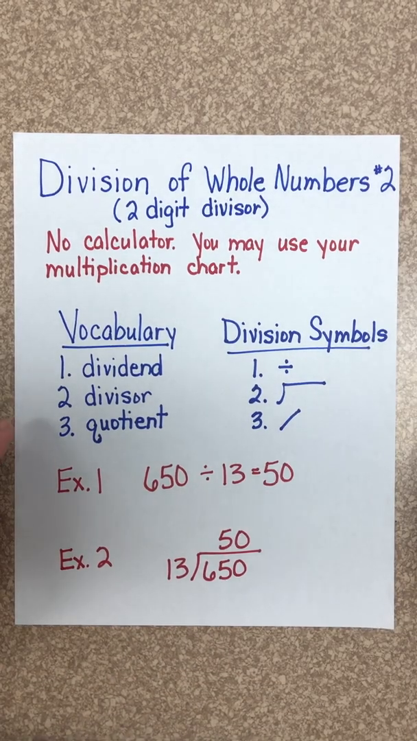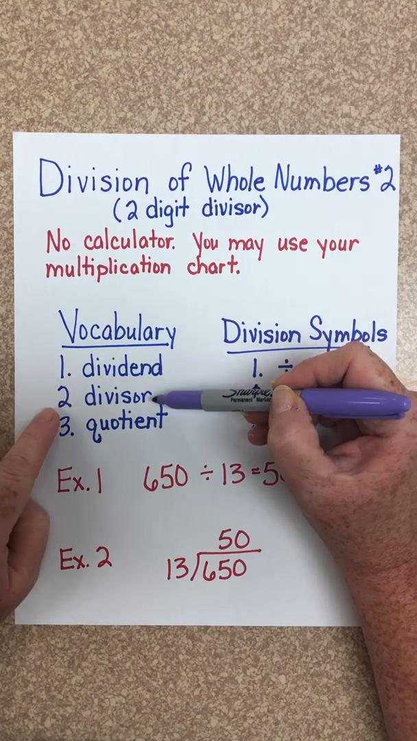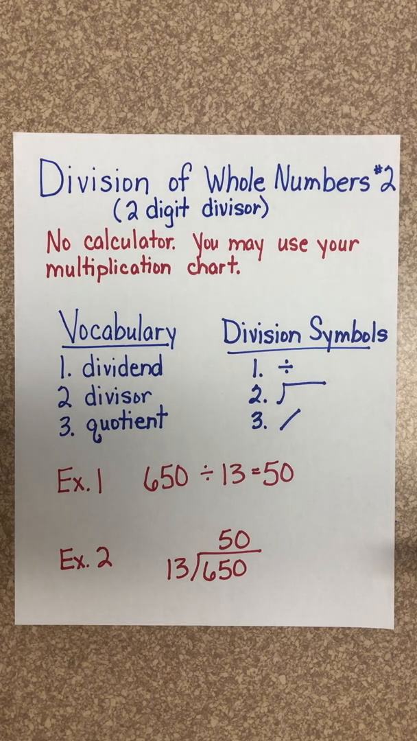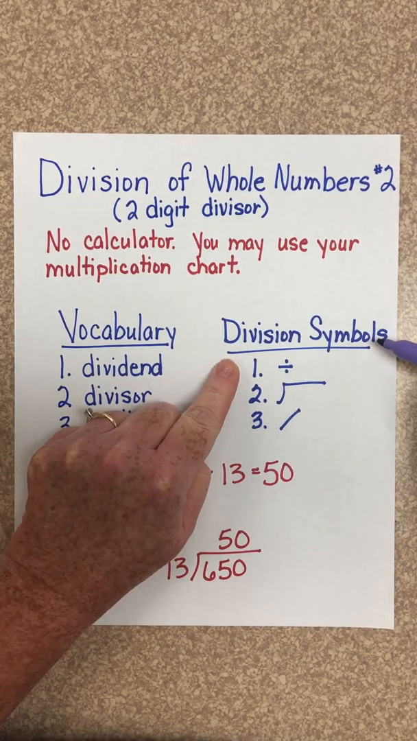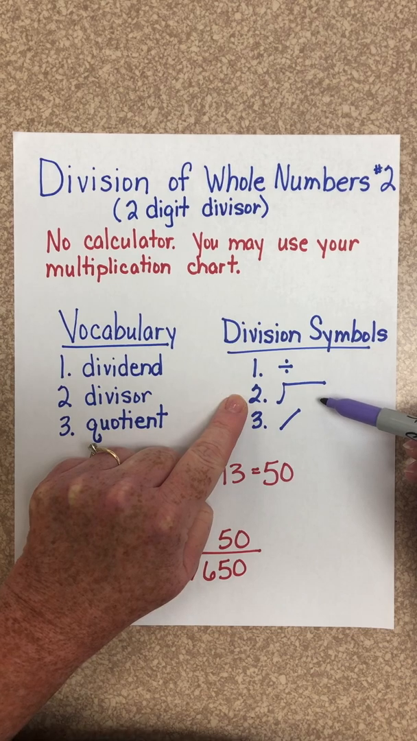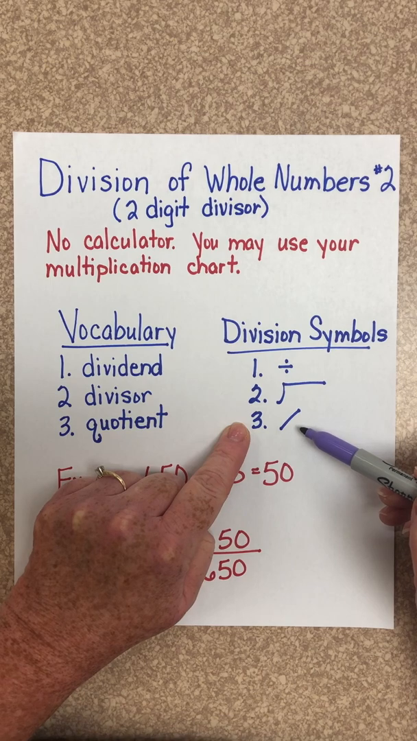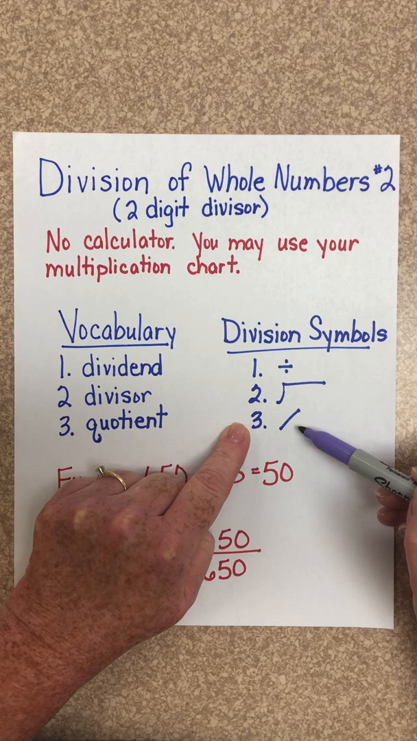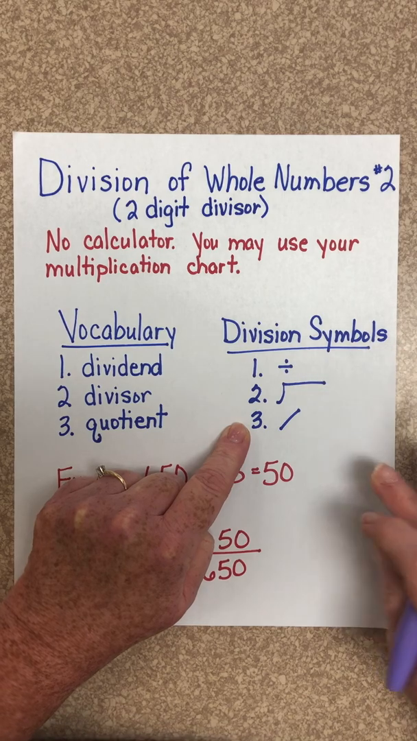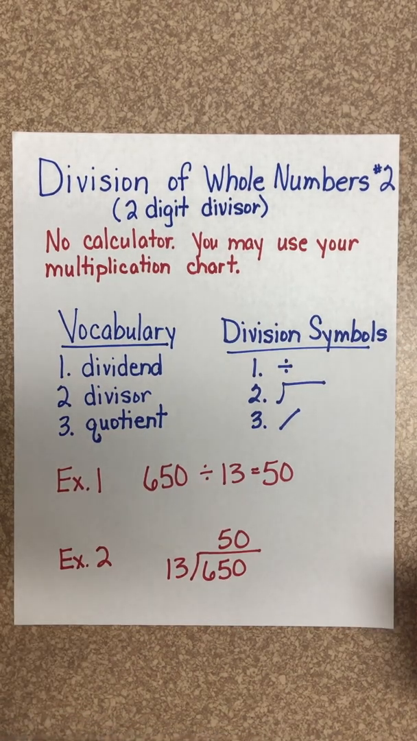We have 3 words: dividend, divisor, and quotient. We also have division symbols we need to use. We have the traditional division symbol, which I like to call crazy eyes. The second symbol is our long division symbol, and the third is the slash. We use the slash most commonly when we are working on a computer, and we do not have the choices of these 2 symbols.